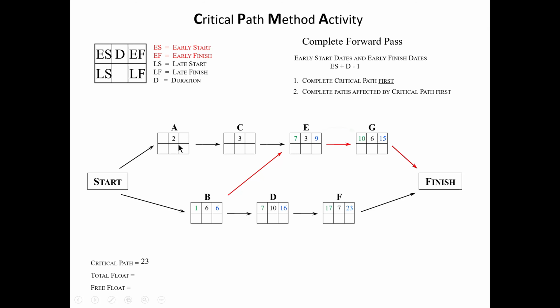A is coming off of day 1 over here, off of start, so I can start on day 1. 1 and 2 is 3, minus 1 is 2. C can start on May 3rd. 3 and 3 is 6, minus 1 is 5. And so on day 5, I've got a free day from C. I could start on the morning of the 6th, but I can't do that because E can't start until the morning of the 7th because of B's activity. So I've got a free day here, day 6.